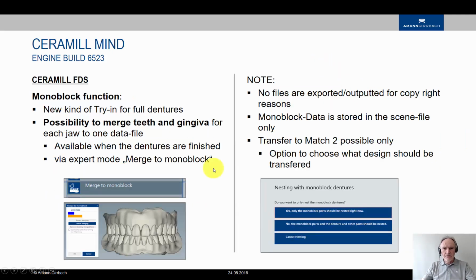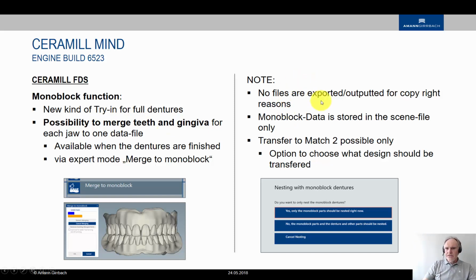If you have finished your construction in the full denture system, you now have the choice to have a monoblock function. This means you get a data file which is output directly to the milling software, and you can mill the complete data set, the teeth plus the base, in one block. This is available in a white wax, and then you can make a try-in with these monoblocks.